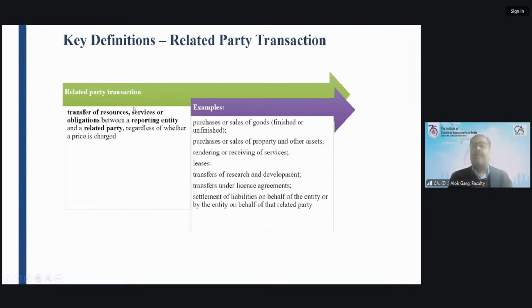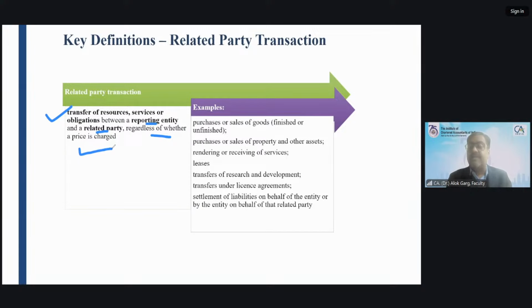So what is meant by related party transaction? Related party transaction means transfer of resources, services, or obligation between a reporting entity and a related party, regardless of whether a price is charged or not. If an entity is providing some goods and services free of cost to another entity, is it a related party transaction or not? Yes, it is a related party transaction.